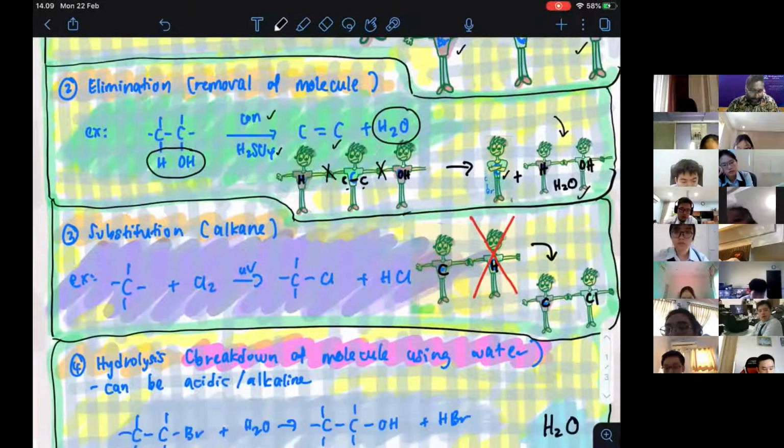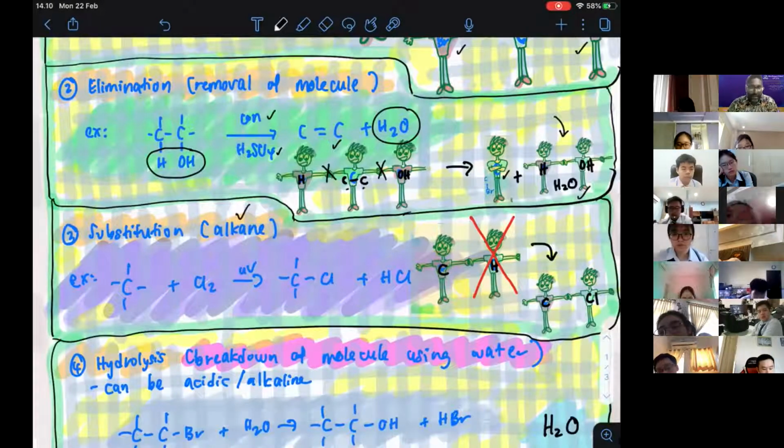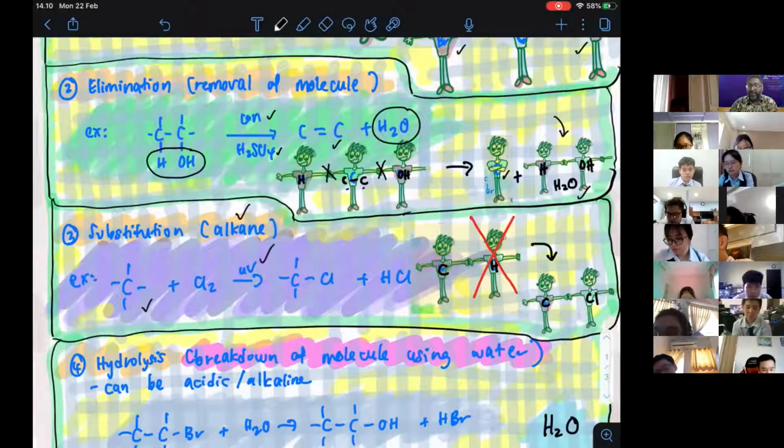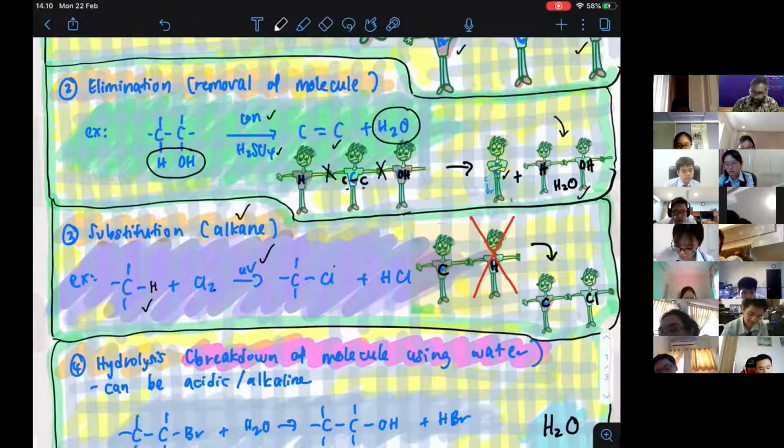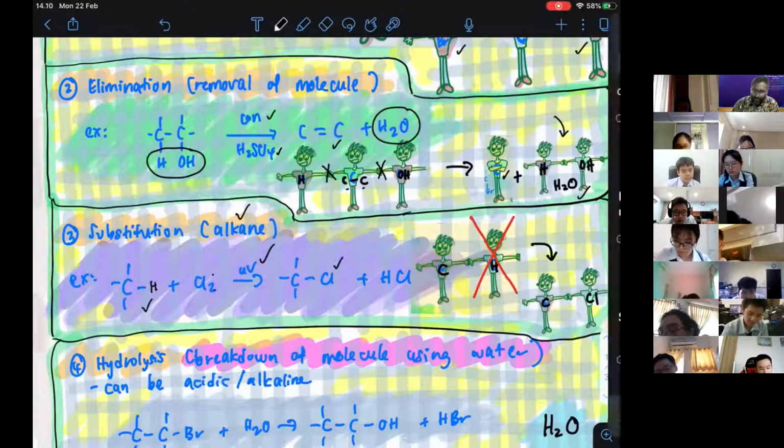The next type is going to be substitution. Substitution always happens with alkane. Very common. Let's say the example is CH4 reacting with Cl2 under UV light. Each of them has hydrogen. Substitution means you are substituting. The Cl will substitute one of the H over there. So they will say, H, you go away. I'm going to take over your place. So Cl comes over here, and another Cl joins with the H to give you HCl.